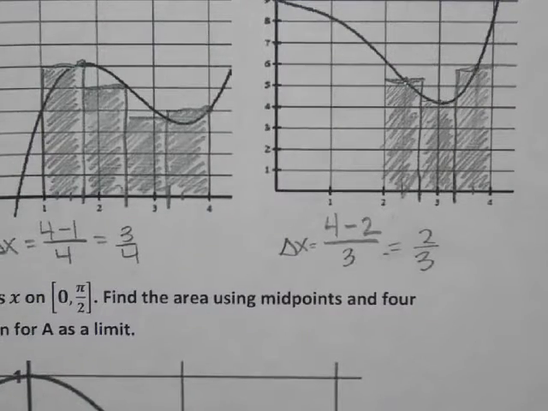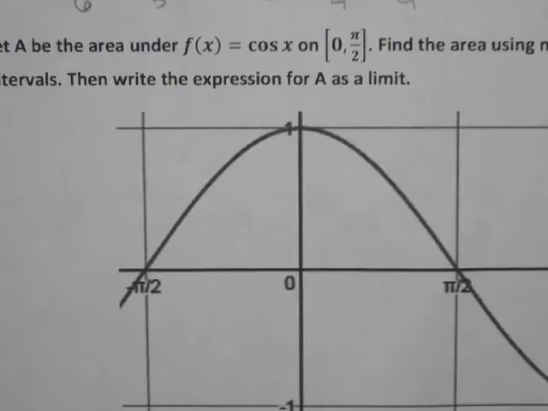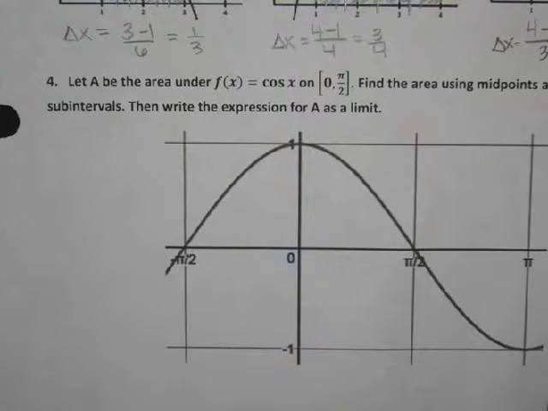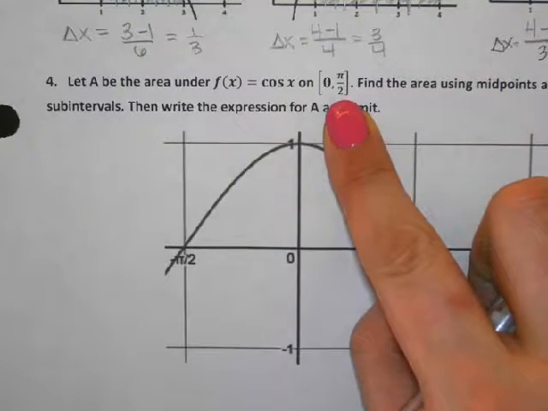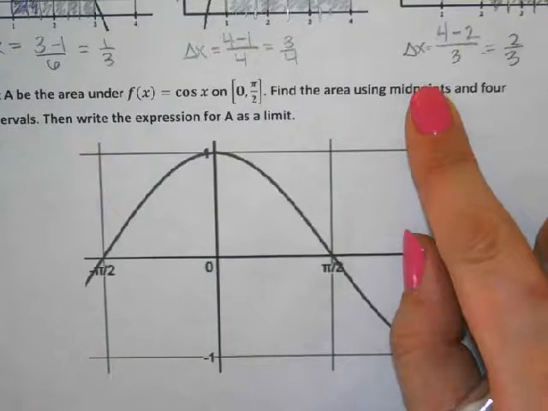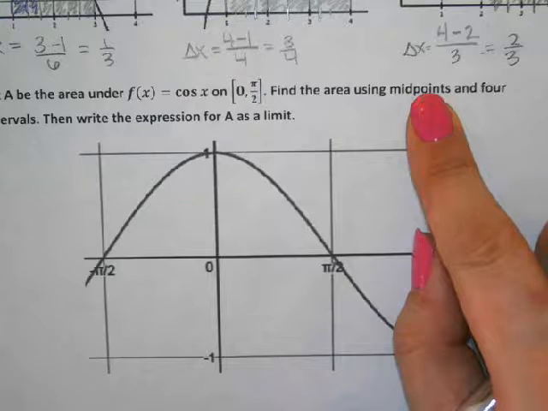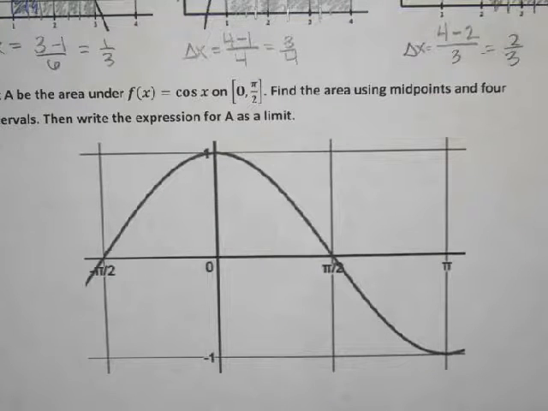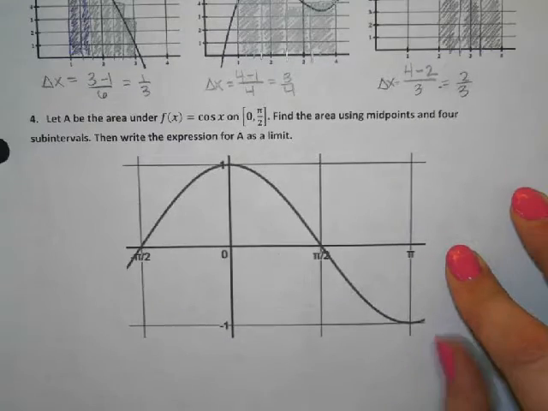Okay? All right, so what we're going to do now is this one right here. We're going to find the area under the cos curve on the interval from 0 to pi halves. We're going to find the area using midpoints and 4 subintervals, and then after that we're going to go to that dreaded limit formula and see if we can write out just the general area if we were to do infinitely many rectangles. Okay? So what should I start with?